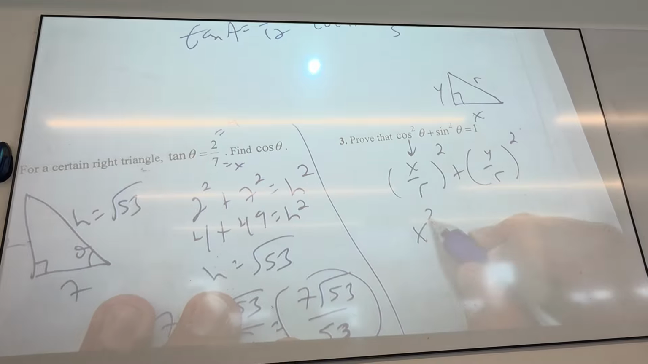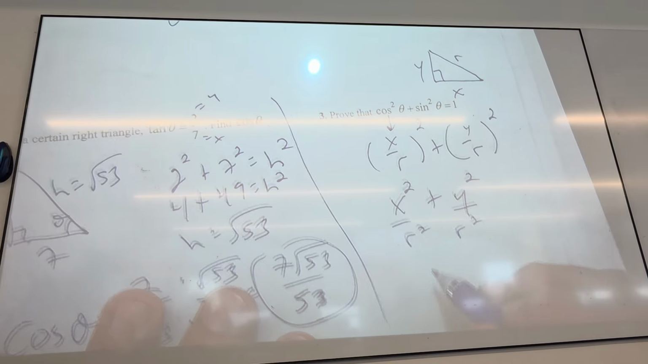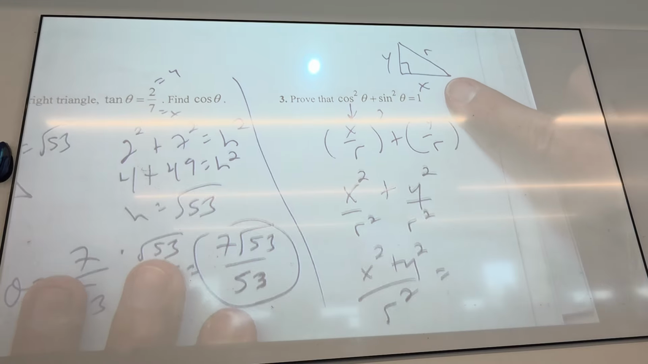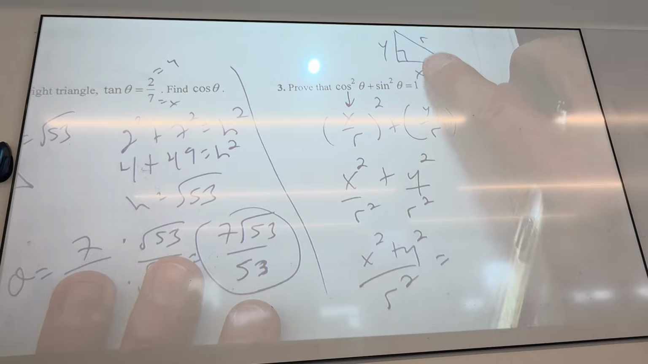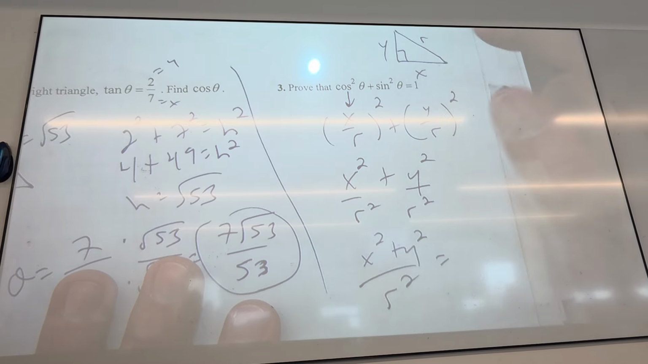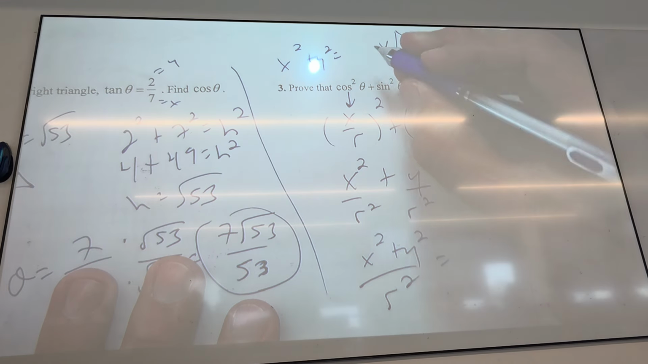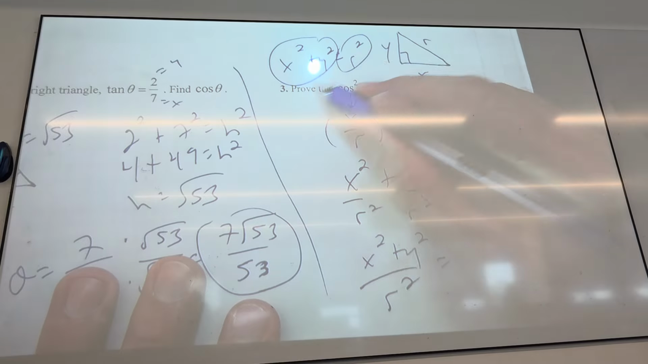So then I get x squared plus y squared. Since the bottoms are the same, I can just add those. But from the triangle, what is x squared plus y squared? What does the Pythagorean theorem say? X squared plus y squared equals R squared. Yes, so wherever I see this, I can replace it with R squared, because they are equal to each other, yes?